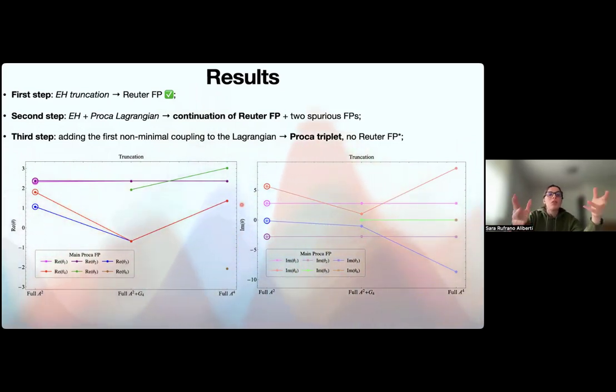Okay? So if you're interested in our paper, there are these plots also for the other two elements of the Proca triplet. But this is not the end of the story, because I said before that at the third step, the fixed point structure drastically changed. I showed you how we noticed it slowly activating the new added coupling. But I mentioned that there was a caveat about the absence of the Reuter fixed point.